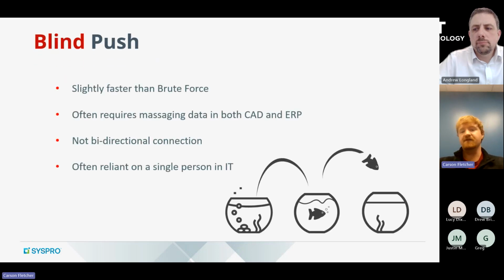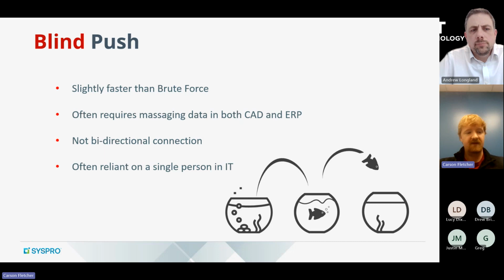Next would be blind push. It's faster than brute force. But like I was saying, you're going to have to massage that Excel. You're going to have to play around with the columns, the column names, these kinds of things to get things just right. And there's no way to know whether or not that data is going to save successfully into CISPRO unless you manually look over every single field and make sure that there are no issues there. Again, it's often reliant on a single person in IT, or maybe a handful of people, but they're still going to be spending a good chunk of their day doing that data integration.